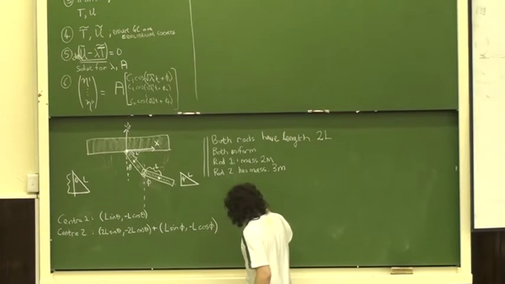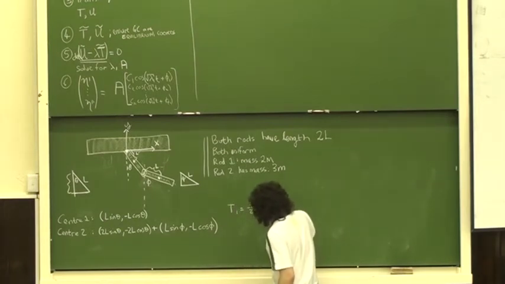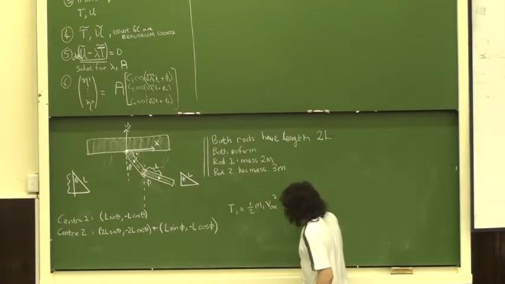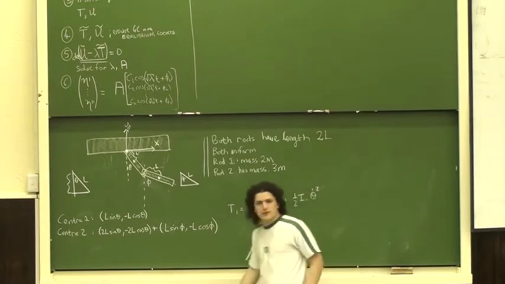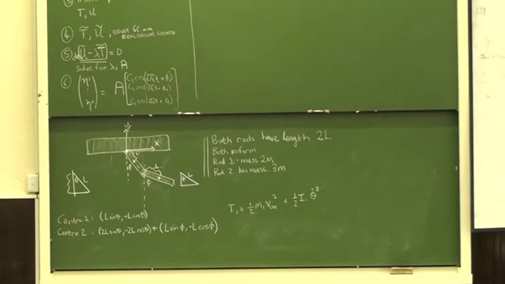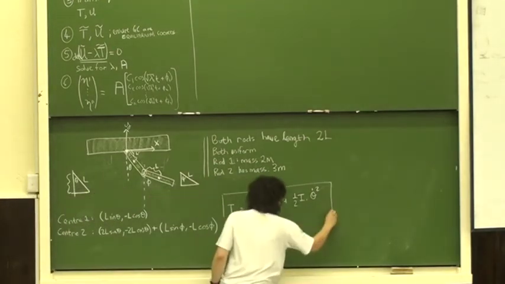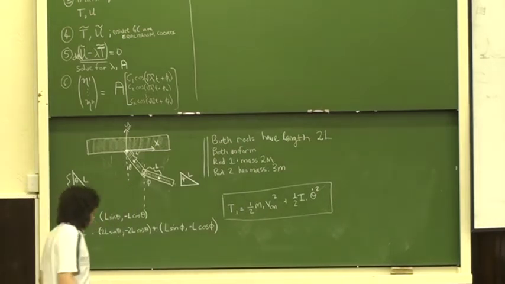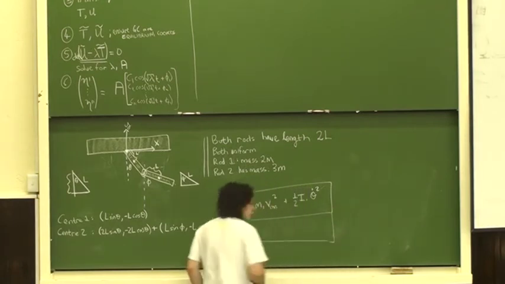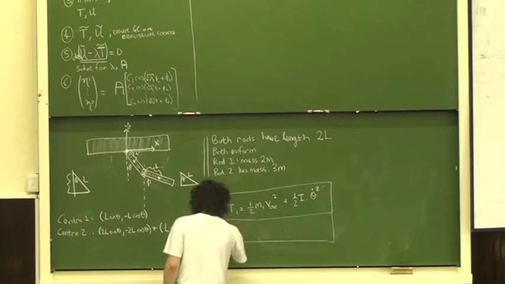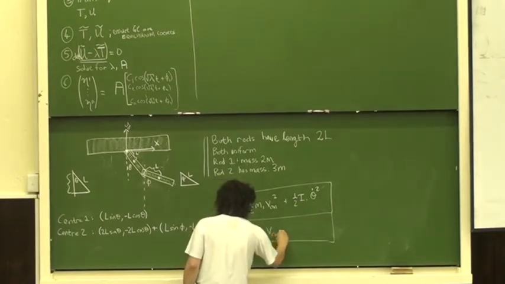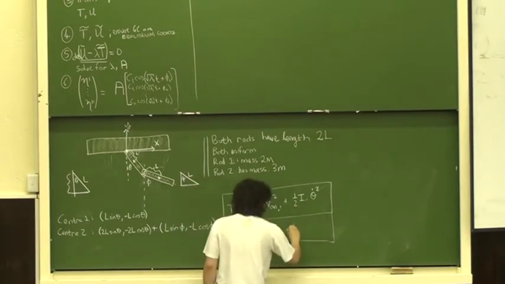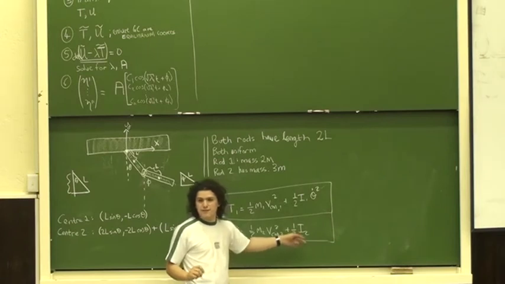And it just looks like a half mass 1 times the velocity at the center of mass squared plus a half times the inertia of that rod times its angular velocity squared, which is just theta dot squared. I mean, theta is the angle of the rod, so theta dot is the angular velocity at which the rod is rotating. So this expression I can write down for the first kinetic energy. And the second kinetic energy will be a similar expression. The kinetic energy of the second rod is going to look like T2 is a half M2 times v2 squared plus a half I2 times phi dot squared.